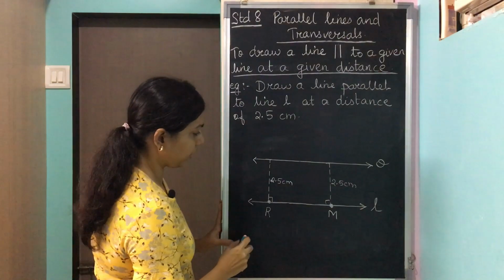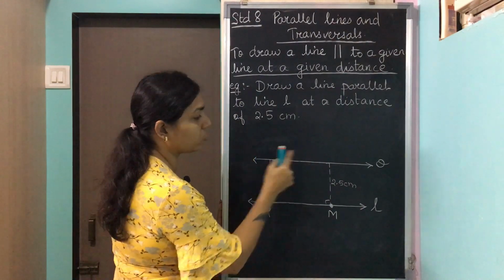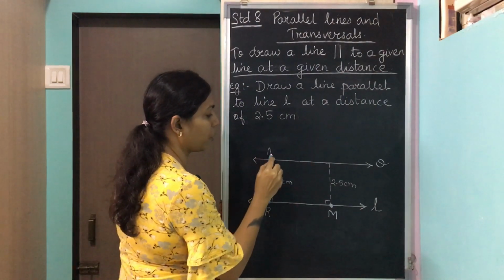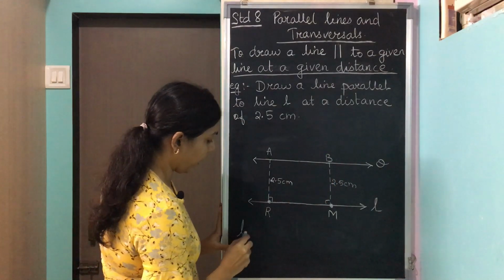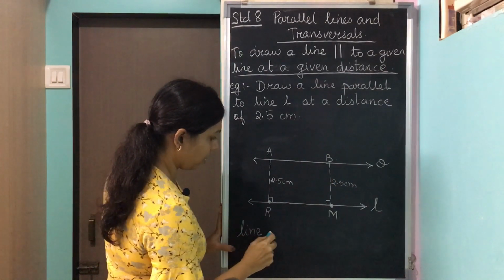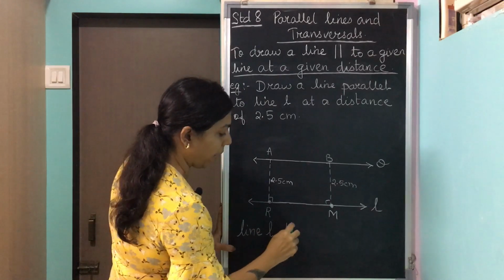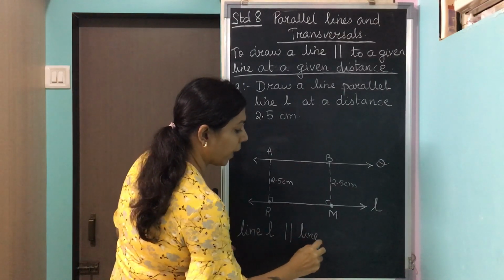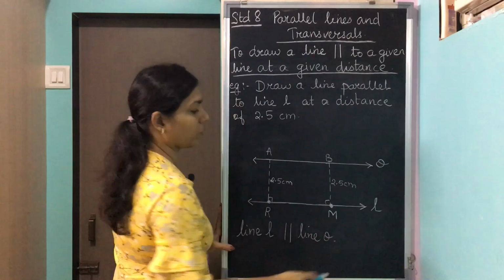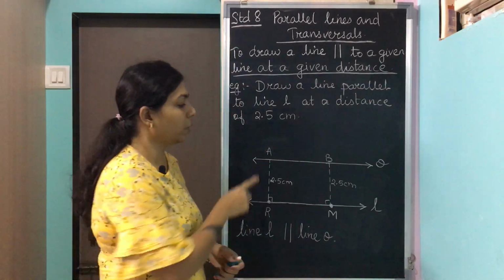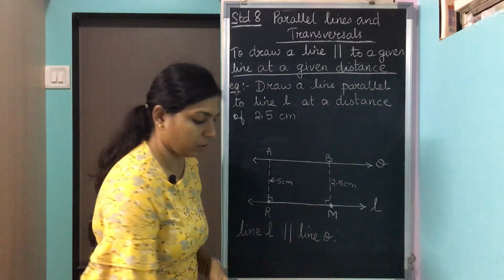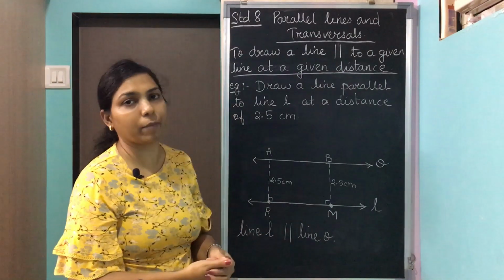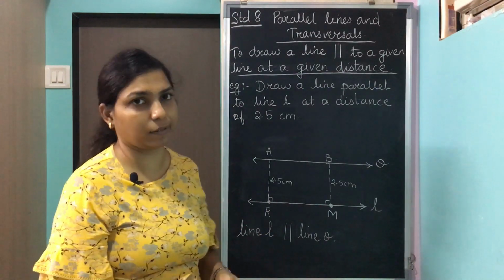And at the end we write down, we give the names to these 2 points as well. Let's call it point A and point B. Okay. So our line L is parallel to line O. Okay. And the distance between the two lines is 2.5 centimeter. So this is how you will have to complete the remaining part of your exercise.